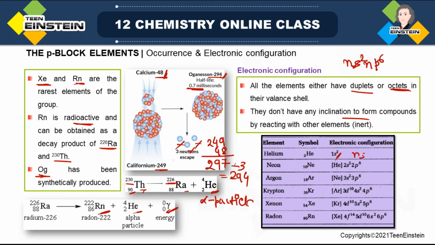Now here ns2 np6 is not possible for helium, here you can have maximum ns2, but for the rest, this is ns2 np6. Up to argon, there is no d electron, but when you are moving from argon to krypton, that is from third period to fourth period, now there are 10 3d electrons. Then in the next period, when you are jumping, now there are 4d10 electrons, and then in the sixth period, there is also the presence of 14 f electrons.